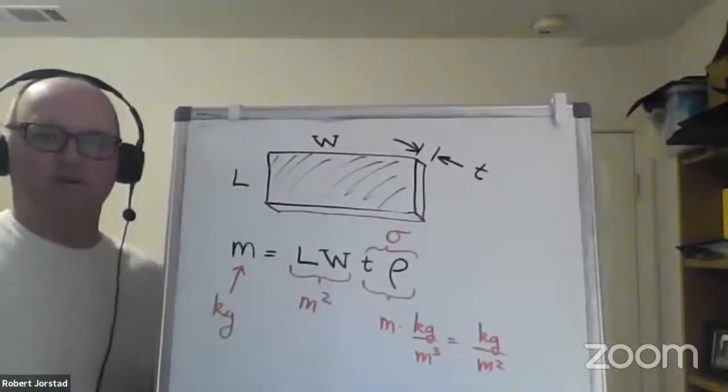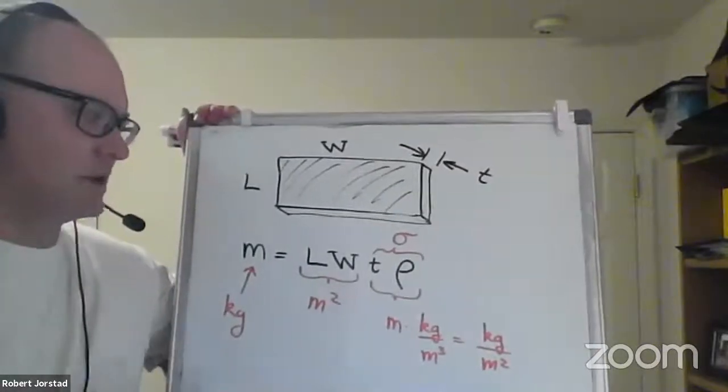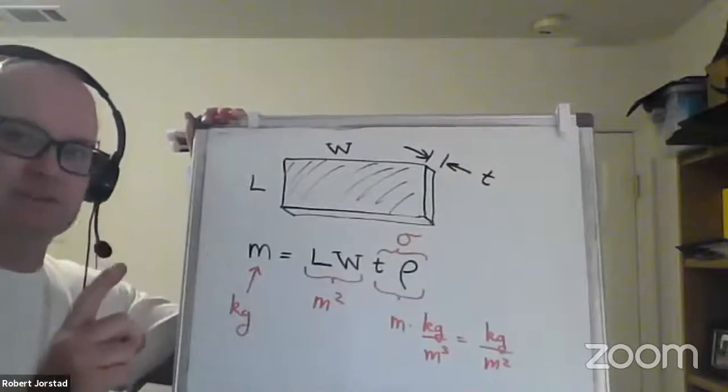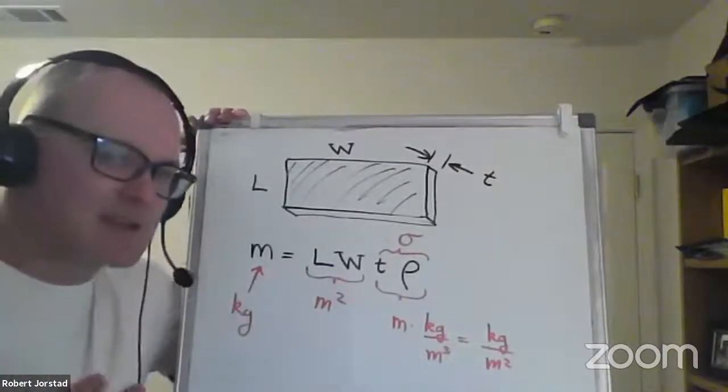So in case you're wondering what this density is, all we're doing is grouping the thickness and the volume density together to get rid of one of the dimensions. And if you're saying, wait, is that legal?